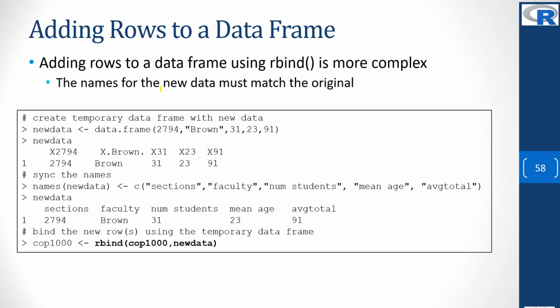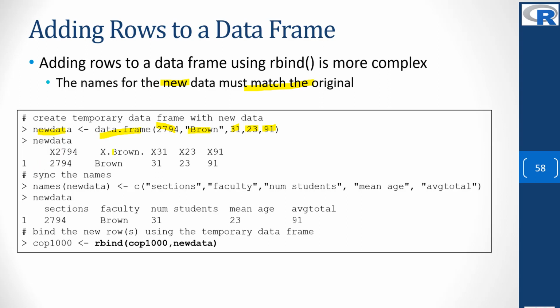A little more complex than cbind. You have to have names that match the original names for the new data. Here we're going to start with a temporary data frame called new data. Using the data frame function, we're passing new values. You can see these correspond to the COP1000 data frame we created originally. We have the section number, we have the faculty name, number of students, mean age, and then the average total score. So this is assuming we have added that average total column back in. And so here's the data frame.